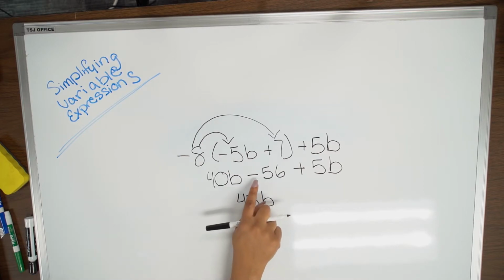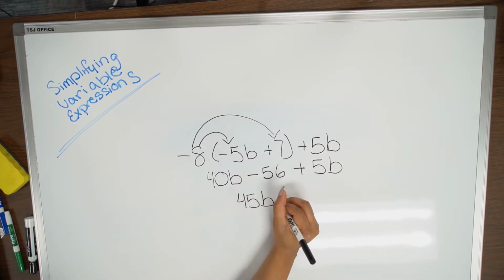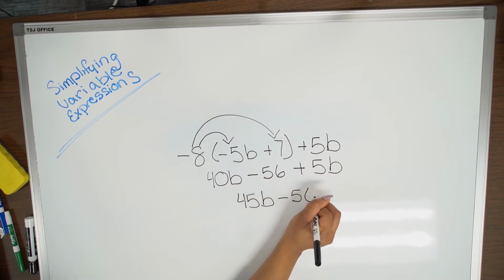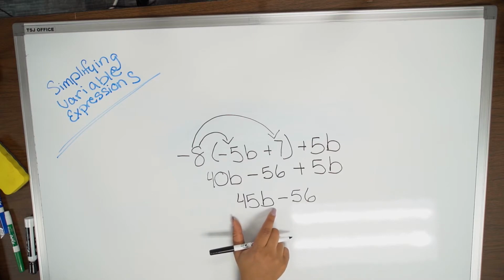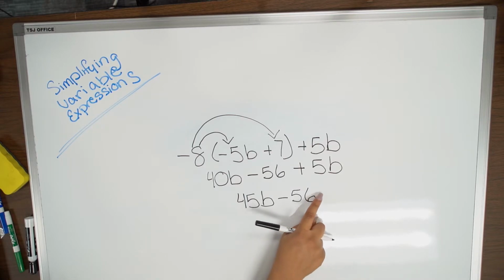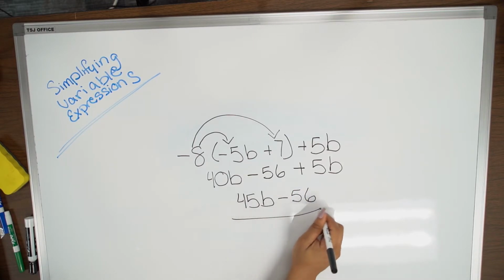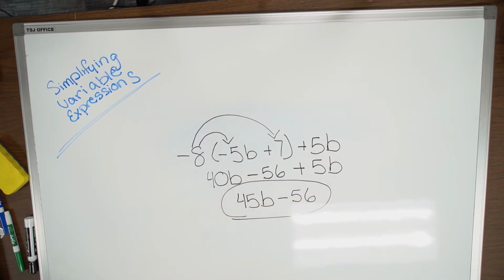Okay? Then what's left is this negative 56, so we could bring that down. And then you know you're done because there's no more like terms. So there's nothing else with a b, and there's nothing else with just a number. So this is our answer. You see that?